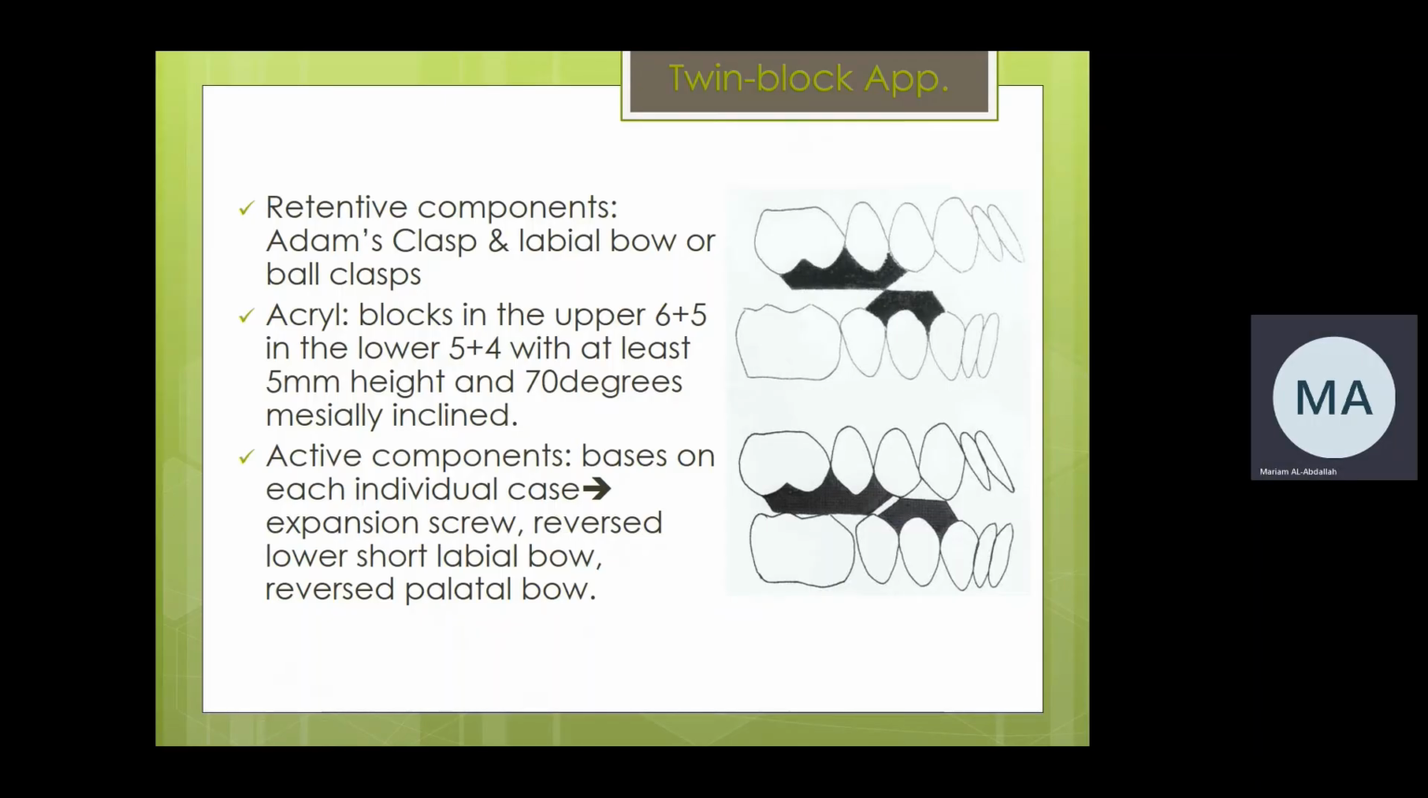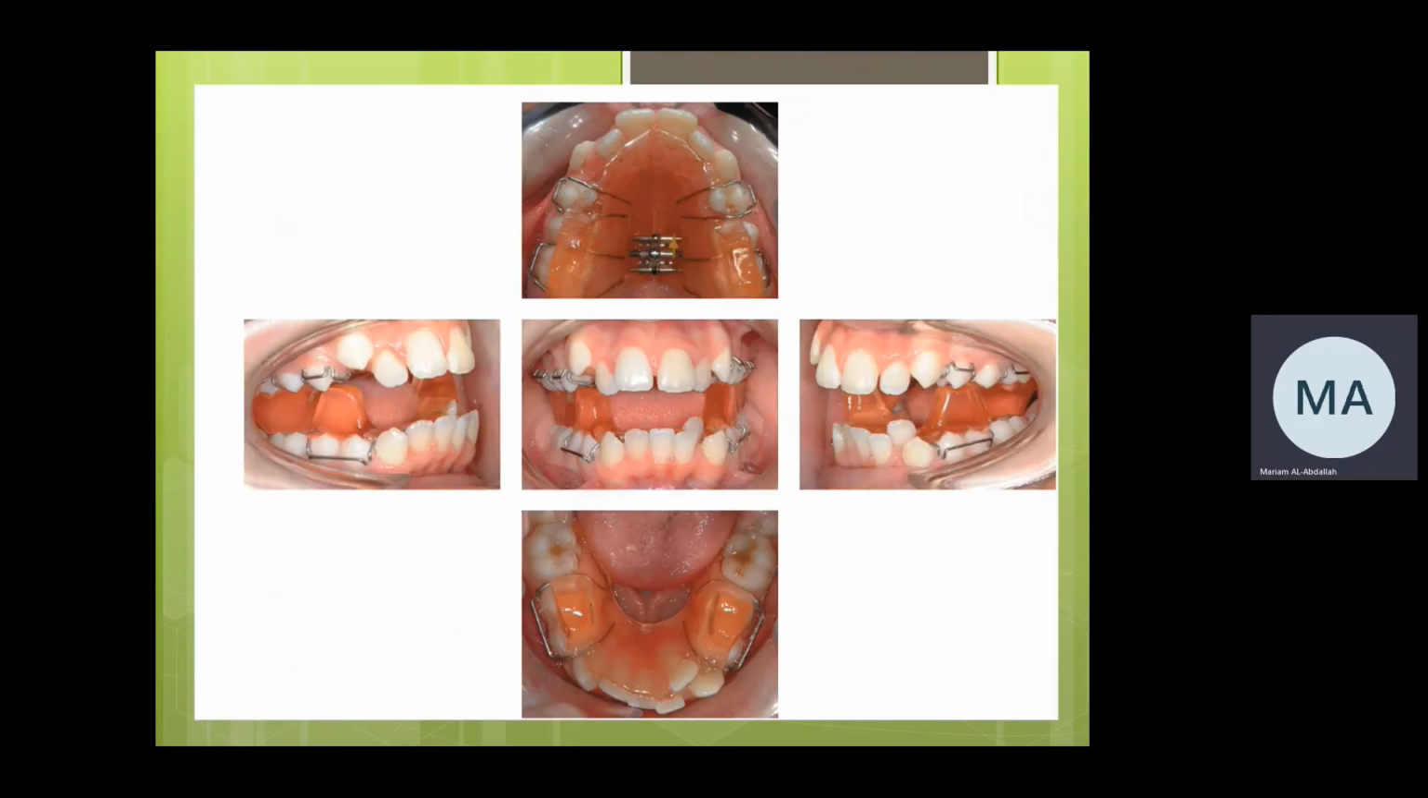You can modify twin block by adding, as we said, anterior Z-spring or double cantilever. We can add midline expansion screw as necessary if we want to expand the maxilla. You can add reverse labial bow in the upper or in the lower. It depends on the individual cases and individual needs for the patients for different cases. So this is twin block.